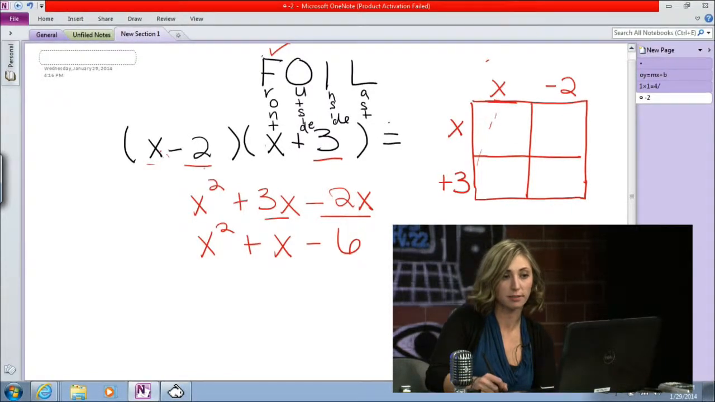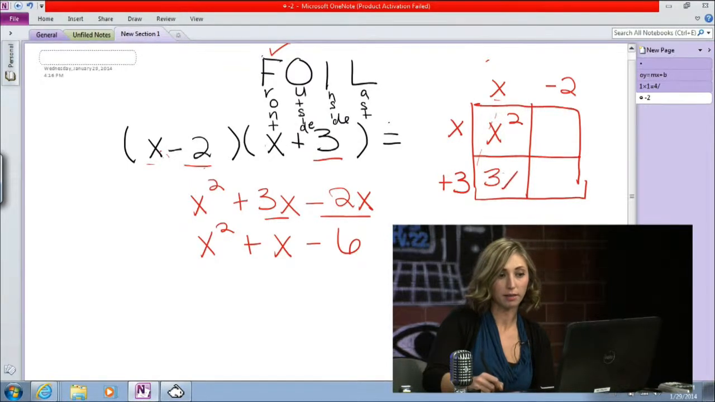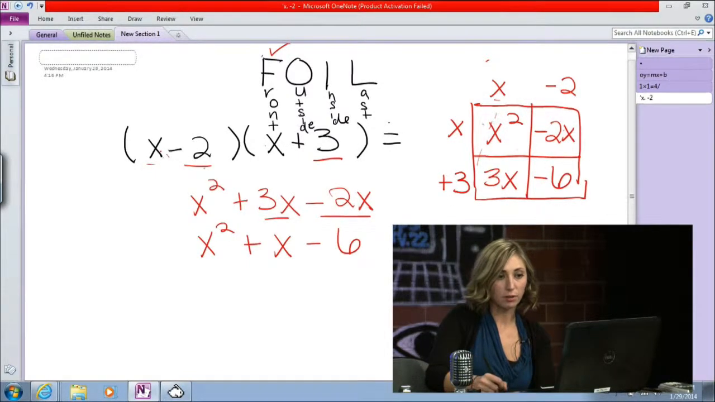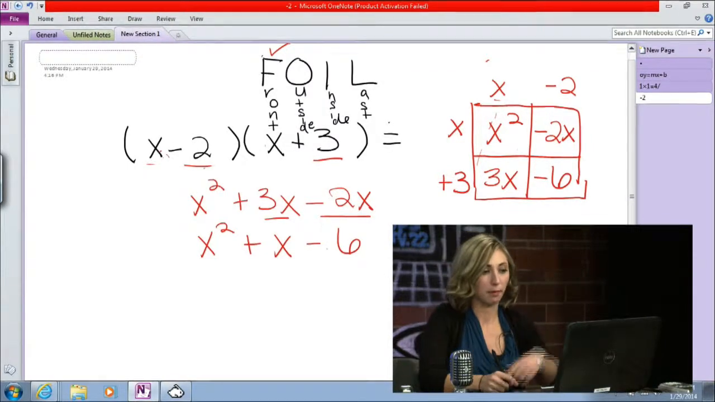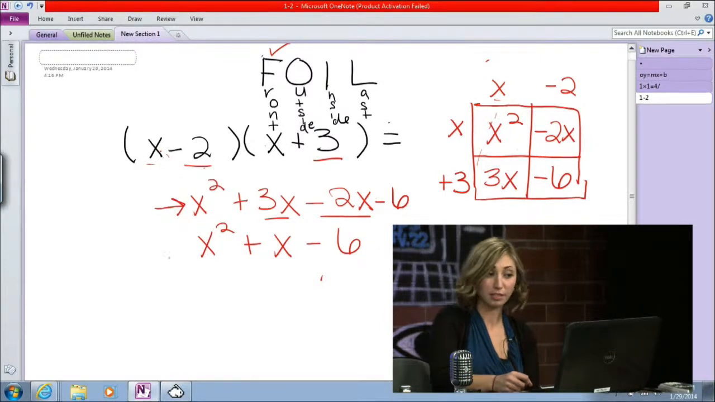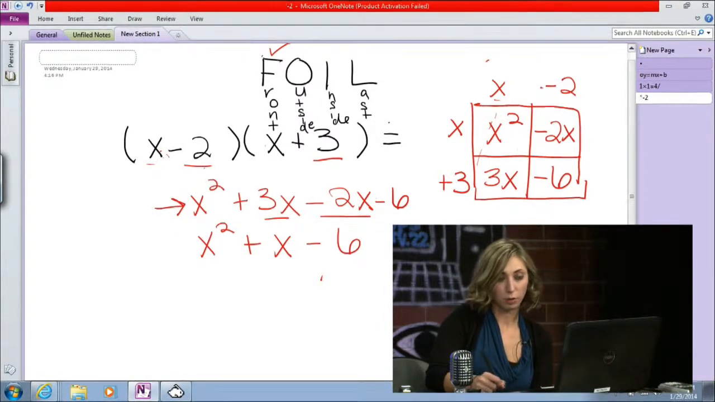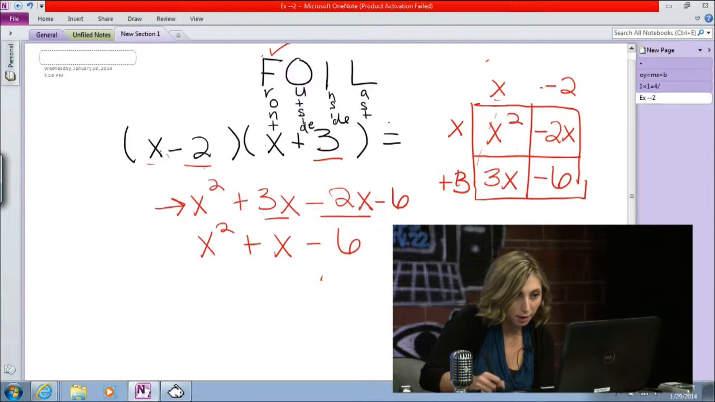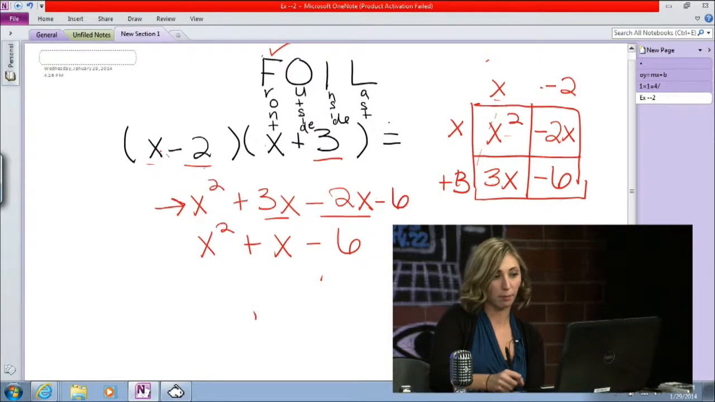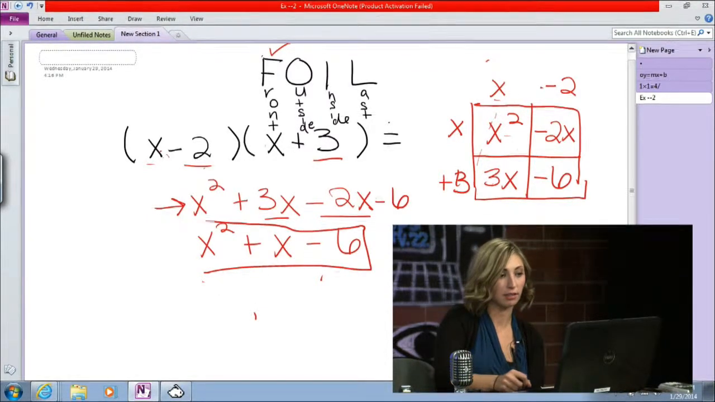So I'm going to take my x times my x, which gives me x squared, x times 3 is 3x, negative 2 times x is negative 2x, and negative 2 times 3 is negative 6. And you can see that with the area model, you still get the same polynomial that we got earlier when we did FOIL. When you look on the inside, we have x squared minus 2x plus 3x minus 6. Those will combine to give us the same polynomial.